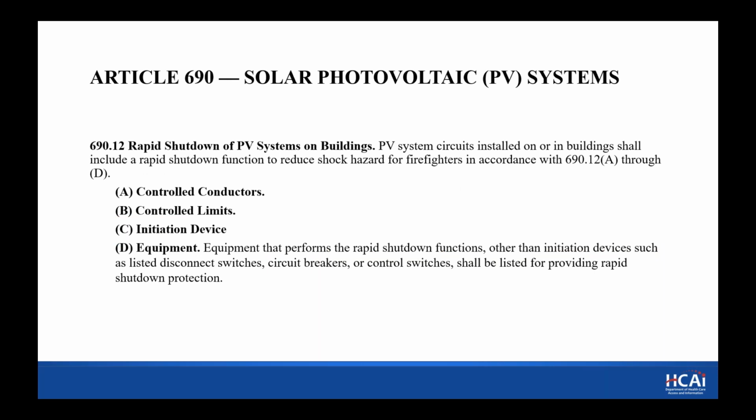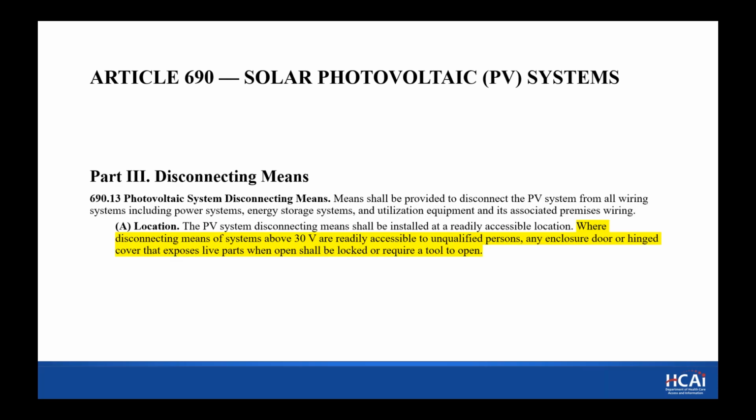So solar voltaics needs rapid shutdown, control limiters, initiating device equipment. We see that for disconnecting means, the PV system disconnecting means shall be installed at a readily accessible location, and where disconnecting means above 30 volts are readily accessible to unqualified persons, any doors would need to be locked.